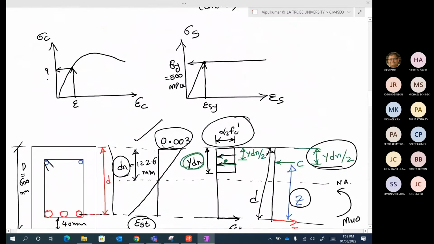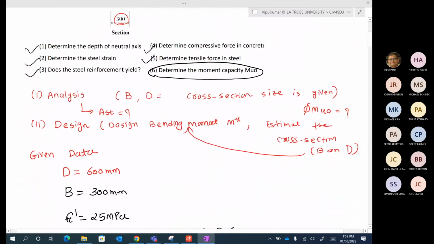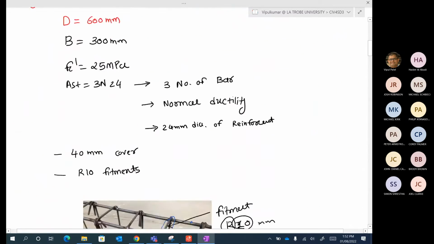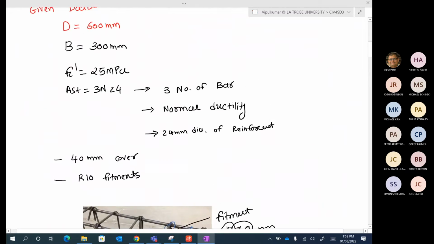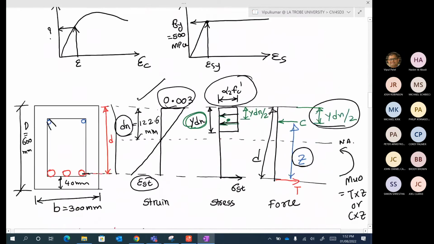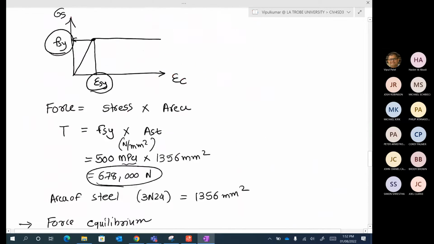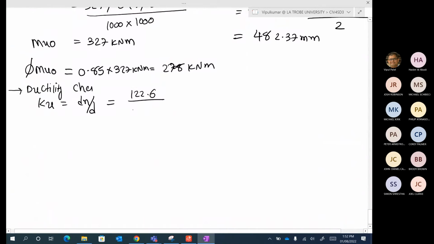D we calculated, how much D did we calculate, somewhere here, 538. So 122.6 over 538, you get 0.23, which is greater than 0.36. Therefore the ductility check, it is adequate. We make the standard happy.